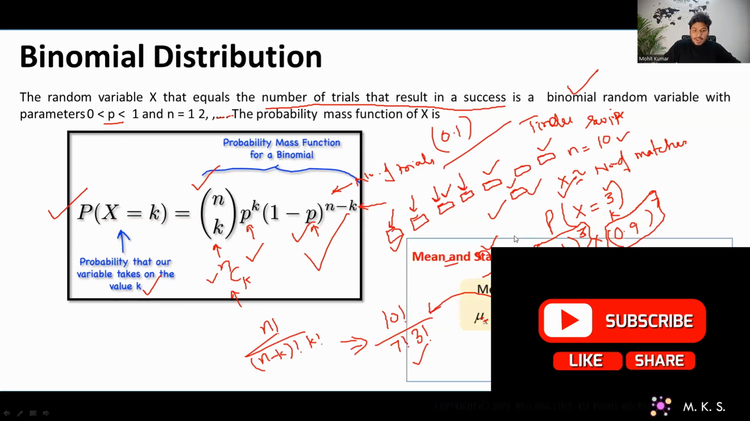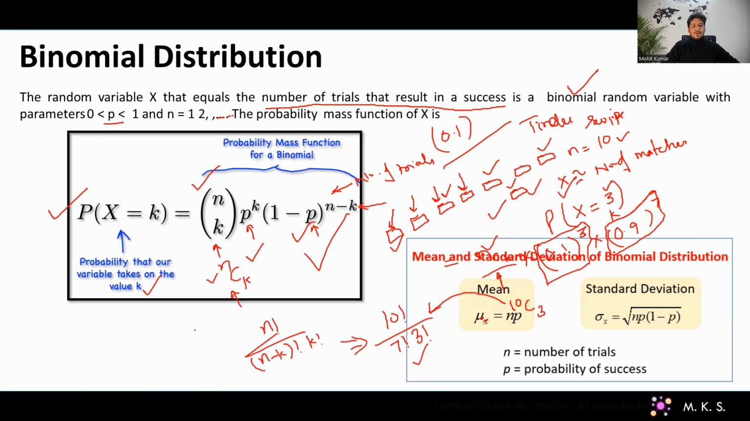Now, just for your academics, if you are learning for your academics, then it may be helpful for you to get the mean and standard deviation of your binomial distribution. So the mean of any binomial distribution or binomial random variable will be n into p. N is the number of trials and p is the probability of success. Standard deviation you calculate using this: the square root of n number of trials into probability of success into probability of failure. Right? So these are the simple mathematics.